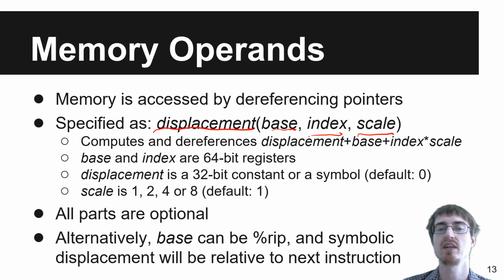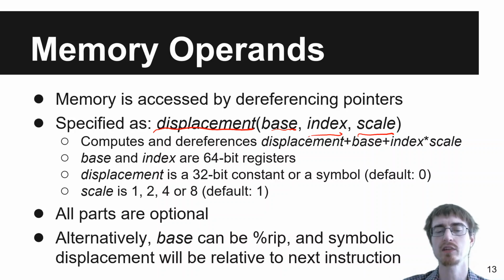Here the base and the index are always 64-bit registers. The displacement is a 32-bit constant or a symbol. So we are able to reference a symbol that was defined by a label, and otherwise we can just put a number there. If the displacement is missing, the default is 0. Then you just get what is between the parentheses. The scale can be 1, 2, 4, or 8. And this is used to multiply the index by. Essentially it's implemented as a shift, as you can see from the numbers. The default is to have 1 here, which means that you get the index literally.